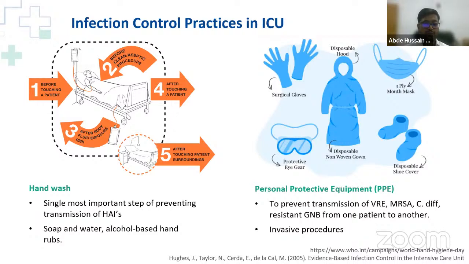First is hand washing, which is the most important step in preventing transmission of HAIs. There are 5 moments of hand hygiene that need to be followed while taking care of the patient, and it can be done with soap and water or alcohol-based hand rubs. During surgical procedures, or as we saw during COVID, we needed to use personal protective equipment, which provides protection to both the patient and the care provider.